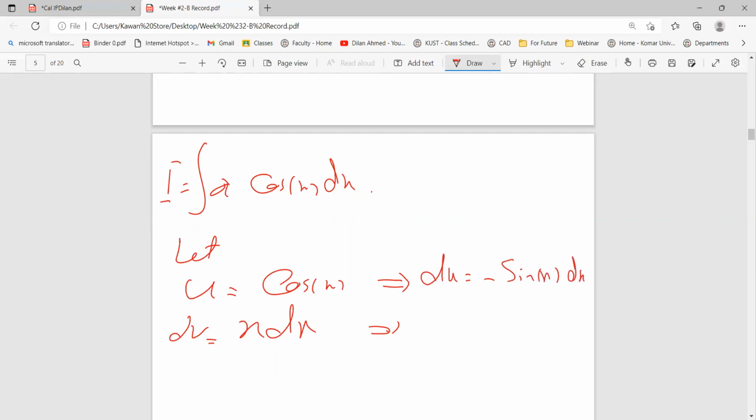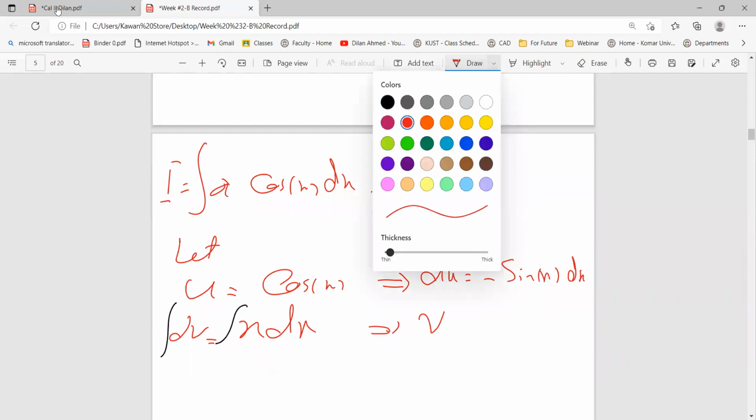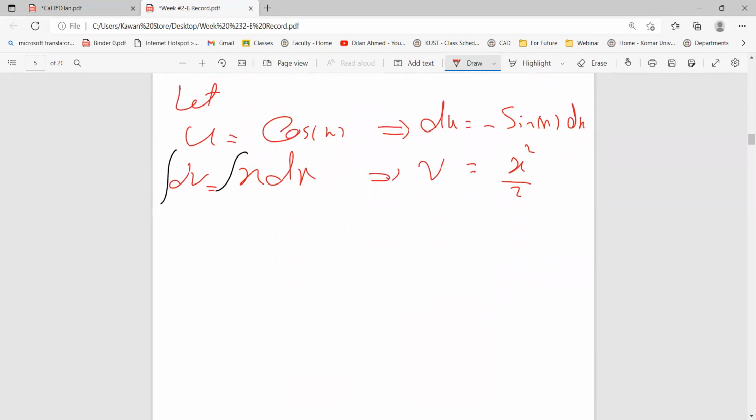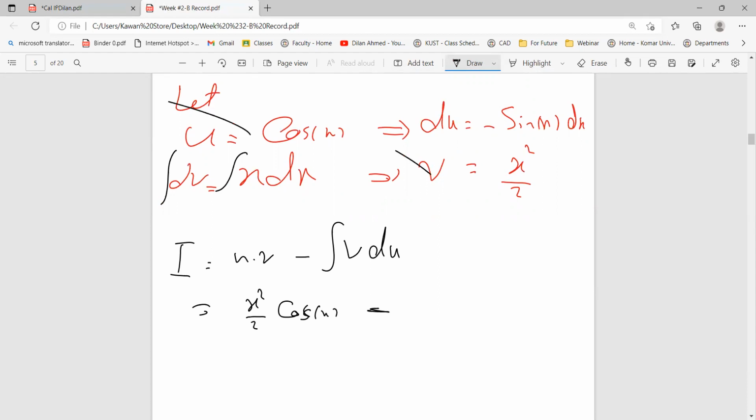How about the integral of here? v will be the integral of here, both sides. v will be x squared over 2, right? So it's time to say I equal uv minus v du. So I say uv minus, here's u, here's v, minus v du.